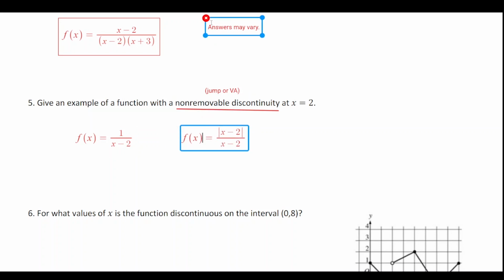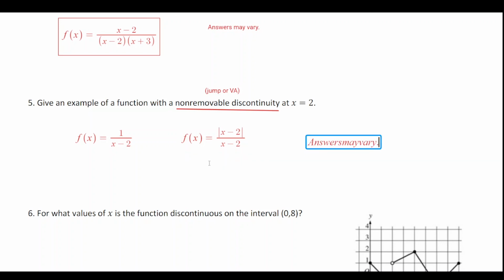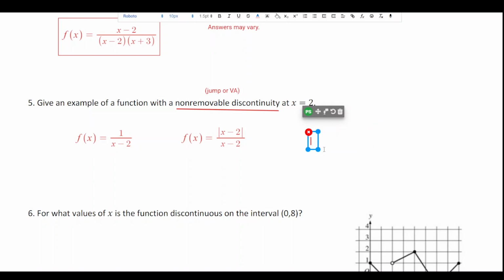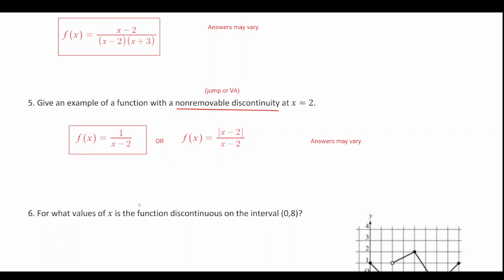Again, your answers may vary here. And you don't need to give me both, okay? You just need to give me one. I just want to give you an example of both kinds of these non-removable discontinuities. This first one will have the vertical asymptote. The second one will have the jump. It doesn't need to be both, but whichever one you like better is fine.